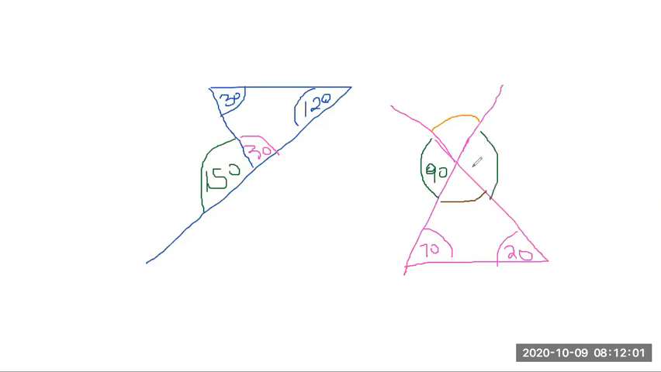I'm interested to know, so this one would be what? 90, because of what? Vertical angles, that's right. So since this is 90, and this entire line right here should be 180, because it's on a line, what would this value be right here? 90 as well. And then what is the orange? 90, because of vertical angles.